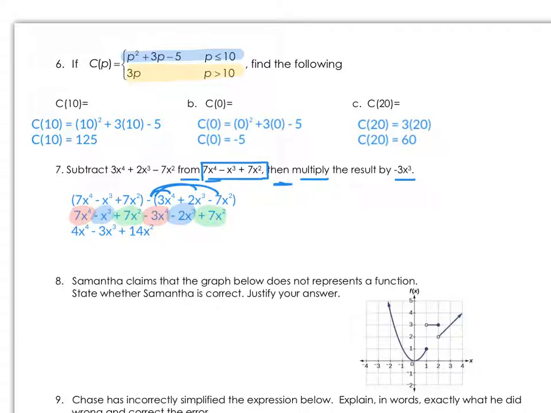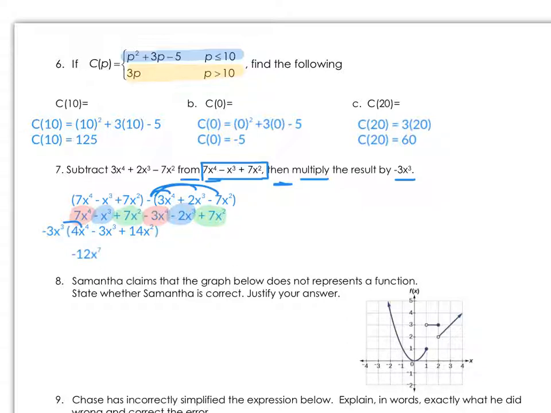Okay, so now I've done the subtraction, but this had a second step to it. It said then I have to multiply the result by negative 3x to the third. So now I have to multiply this result by the negative 3x to the third. So I'm going to write that by putting this in parentheses and multiplying by that. Okay, so when I multiply everything by this negative 3x to the third, that means that I need to distribute this to everything inside. So negative 3 times 4 is negative 12. And then I've got the x to the third times x to the fourth, add the exponents, so that becomes x to the seventh.